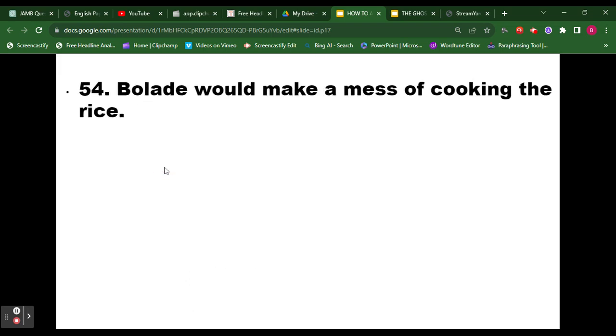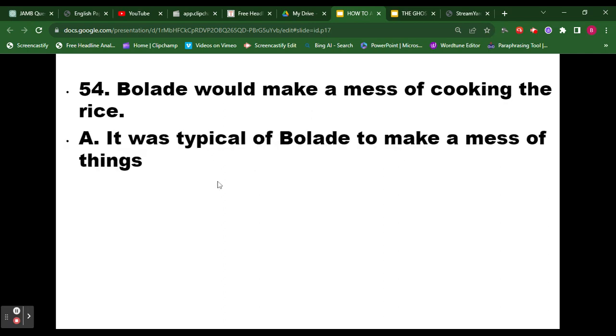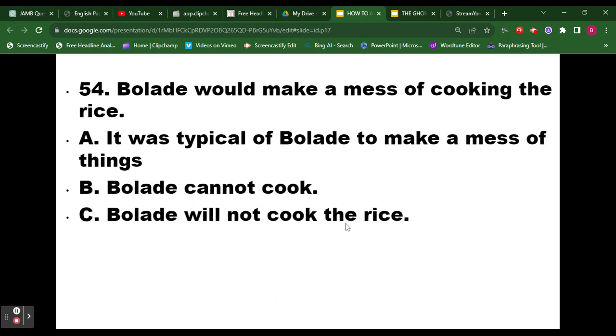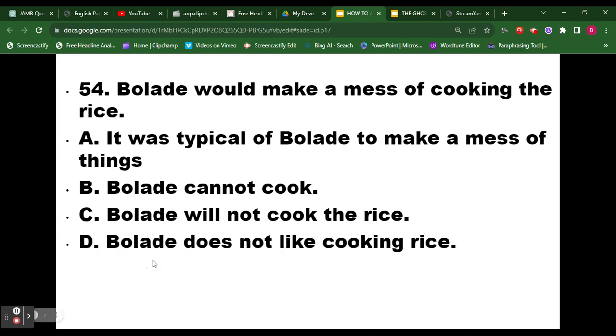Now, question 54, Bolade would make a mess of cooking the rice. A, it was typical of Bolade to make a mess of things. B, Bolade cannot cook. C, Bolade will not cook the rice. And D, Bolade does not like cooking rice.